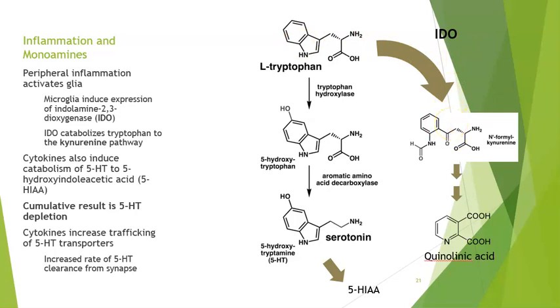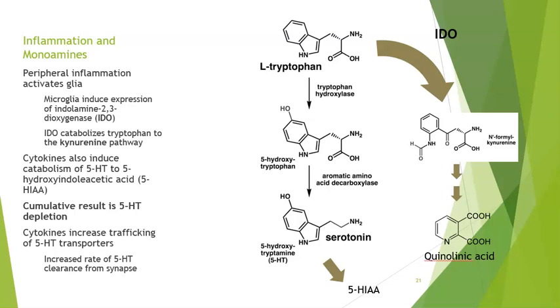So cytokines can also induce catabolism of serotonin to 5-HIAA, or the breakdown of serotonin. So the cumulative result of IDO breaking down tryptophan so it can't be turned into serotonin, and the cytokines turning serotonin into 5-HIAA, means that we have less serotonin in our system altogether. And so perhaps it's this extreme decrease of serotonin that is responsible for these depressive effects.